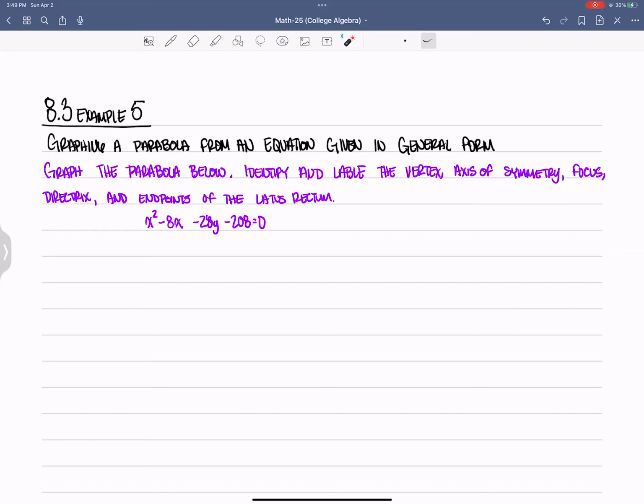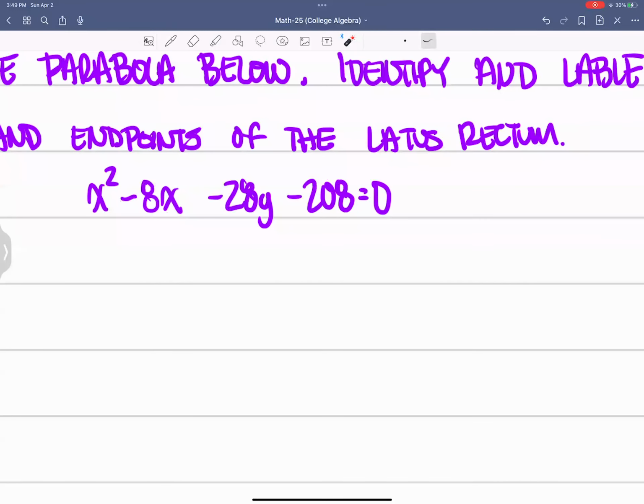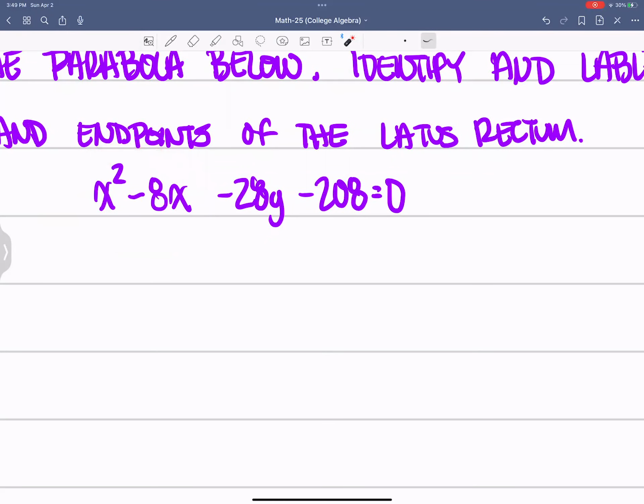All right, so looking at this, I see that we have x squared. So everything with the x, we're going to put on one side. Everything else, we're going to put on the opposite side. So let's add 28y to both sides. Let's add 208 to both sides.